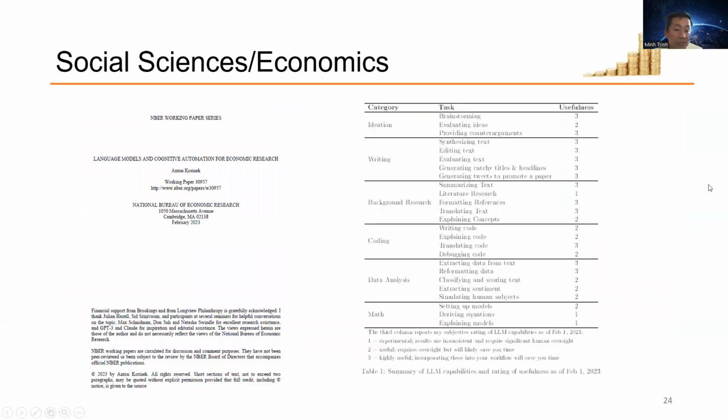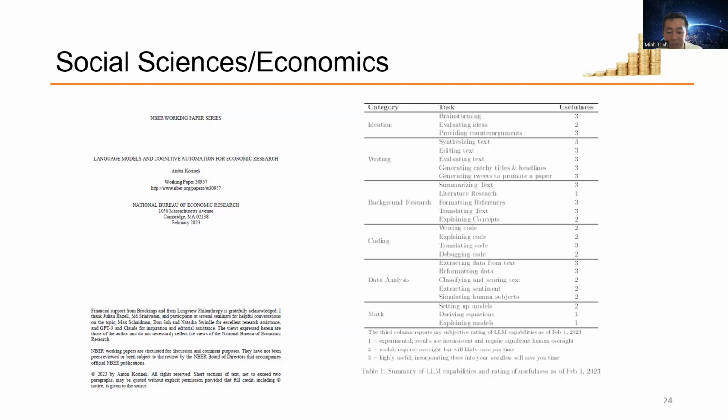In economics, this is closer to my field. This is a paper written by Professor Anton Korinek, whom I've invited in the past to talk about AI and economics. He has tried ChatGPT in the context of social sciences and economics in particular, and he has published a table that I found interesting. He had different application categories of tasks, and he asked ChatGPT. He rated the usefulness of each task on a scale of 1 to 3.